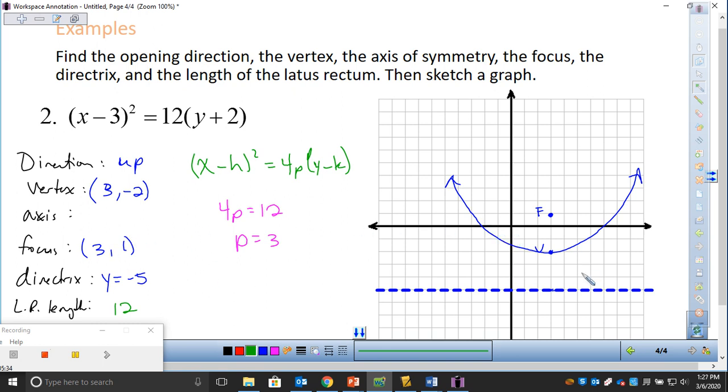Now the axis of symmetry, again, we talked about this yesterday as well. This is always perpendicular to the directrix. So our directrix is y equals something. Our axis of symmetry is going to be x equals something. And it's going to be x equals the x value of the vertex. Vertex is 3, 1. So our axis of symmetry is x equals 3.